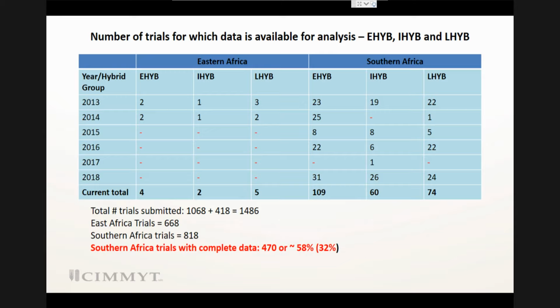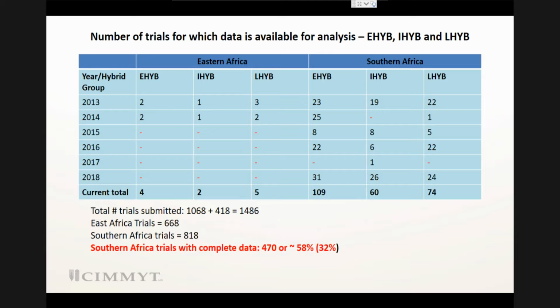That's the total number of trials, 1,486, when we are looking at all groups of hybrids across all of these 18 years in which these evaluations were done in Africa. East Africa trials are 668. Southern Africa trials, 818. The Southern Africa trials with complete data are 470, and that's the percentage, 58% out of this 818.